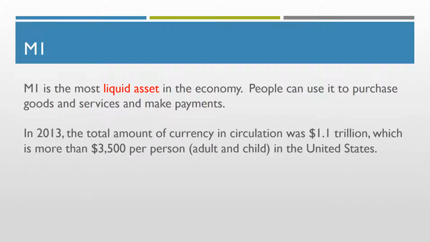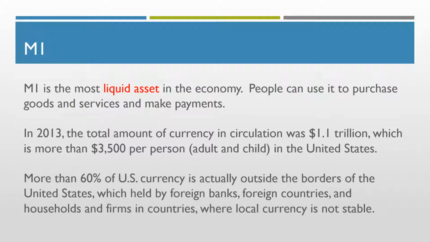In the year of 2013, the total amount of currency in circulation was about $1.1 trillion in the United States, which is more than $3,500 per person, including the adults and children in the United States. But more importantly, about 60% of the currency in the United States is actually sitting outside the border of the United States.